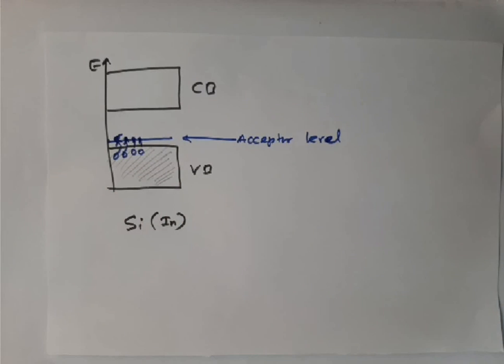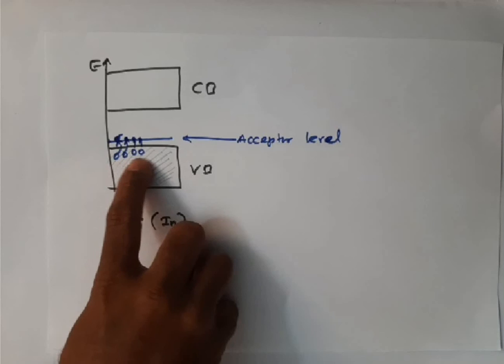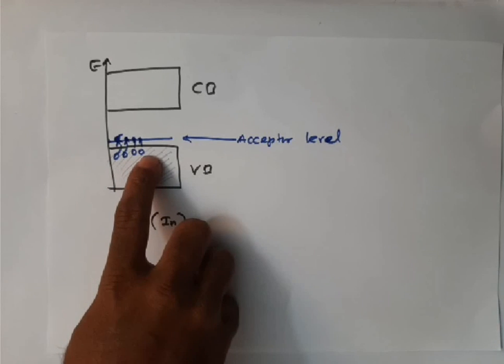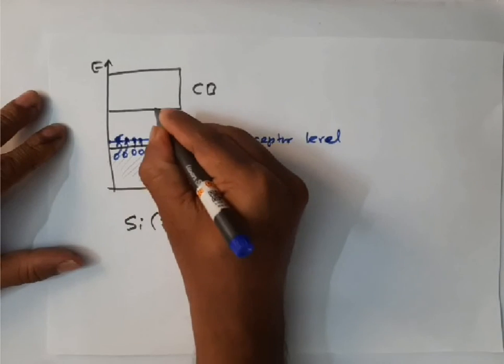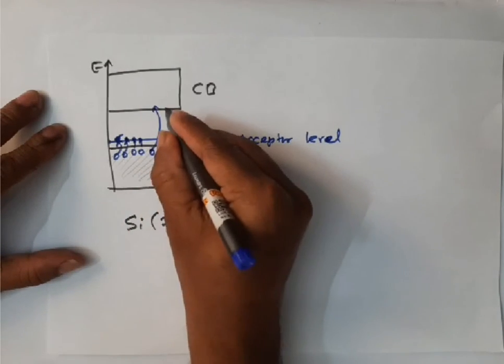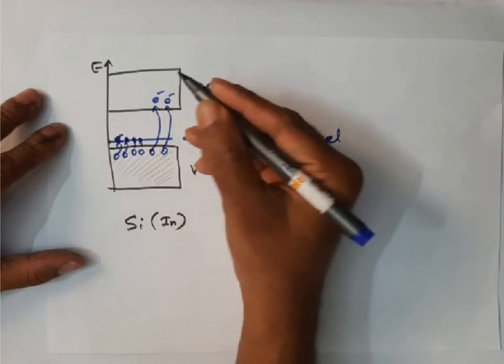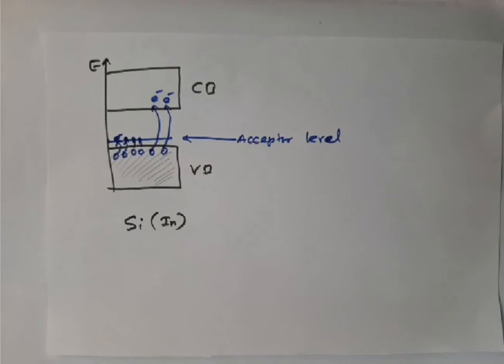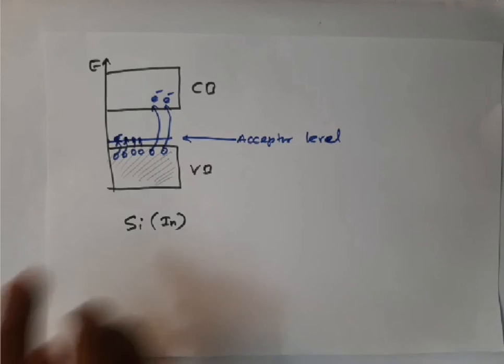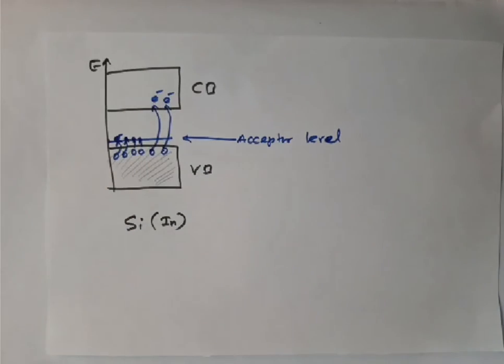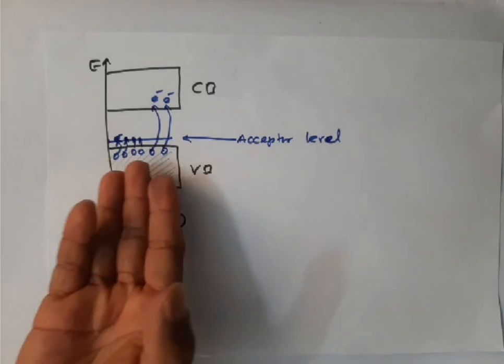Students, listen carefully. The acceptor level is close to the valence band. So the acceptor level gains electrons from the valence band. Therefore, you'll get more holes in the valence band. Not only that, holes are also generated due to thermal excitation. Now, compare the number of holes and the number of electrons, which is more in number? The number of holes. So it is very clear. In the valence band we have more holes.